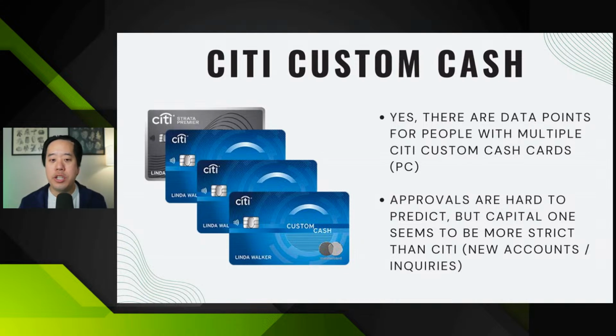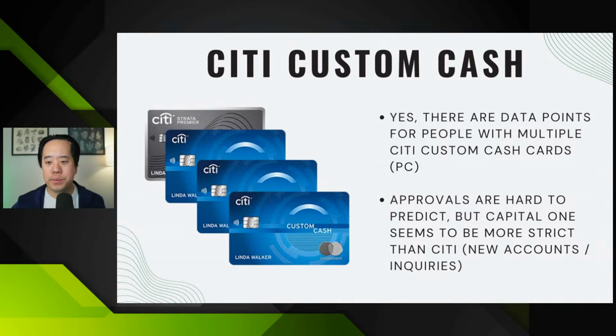So in regards to your 5/24 status, that's not really a thing with Capital One or Citi, but I would say that just in general, approvals are hard to predict for anybody, but Capital One seems to be more strict than Citi when it comes to new accounts and new inquiries.